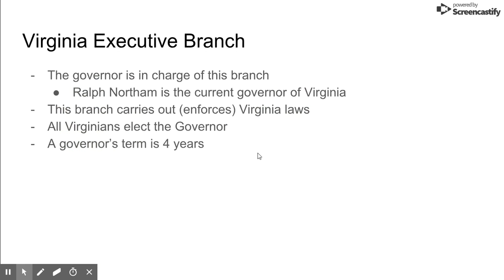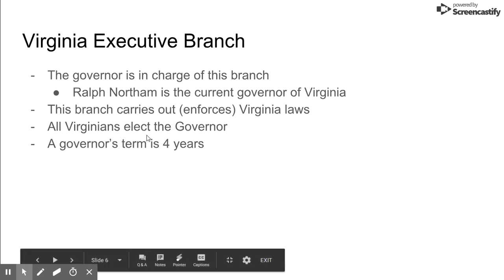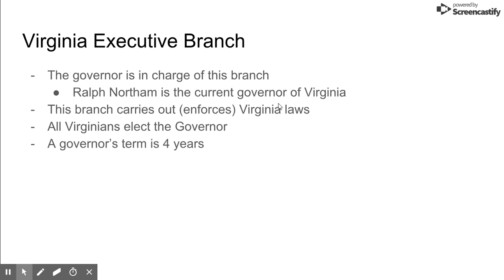For the executive branch, for the federal executive branch, it's the president, but for the Virginia executive branch, the governor is in charge of this branch. Ralph Northam is the current governor of Virginia, and this branch enforces Virginia laws. So they're responsible for enforcing the laws, making sure the laws are applied. And all Virginians elect a governor, and a governor's term is 4 years. So for the governor, everybody in the state gets to vote.